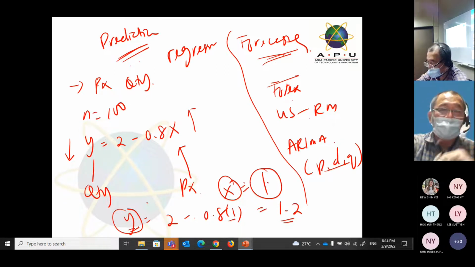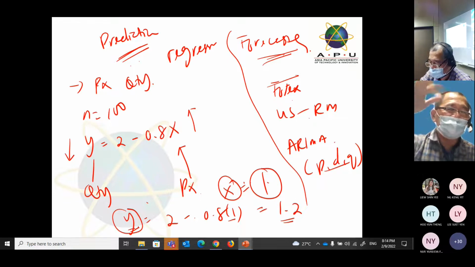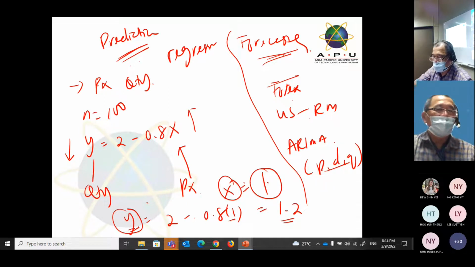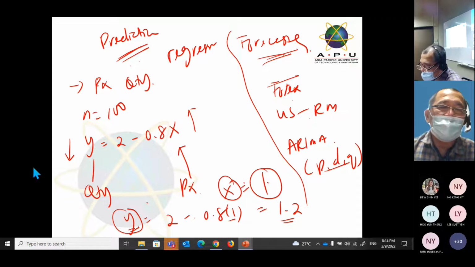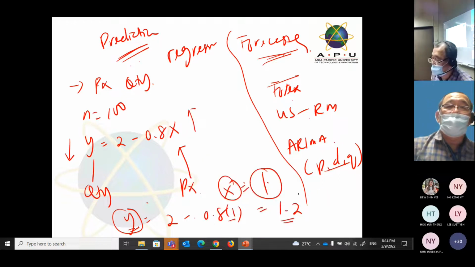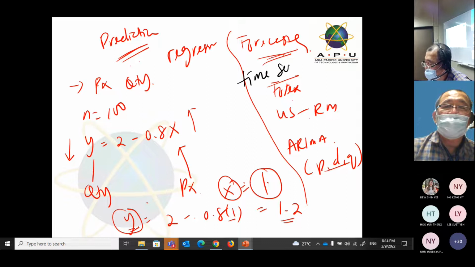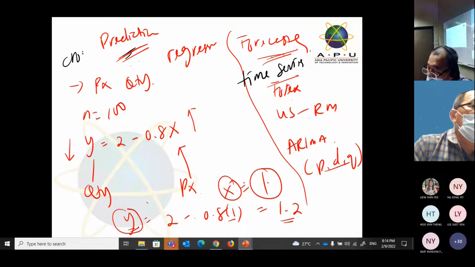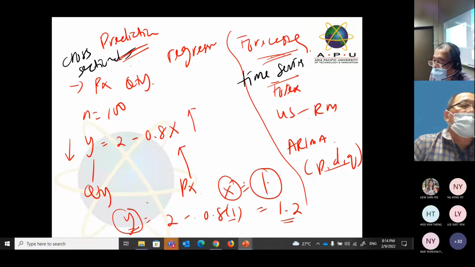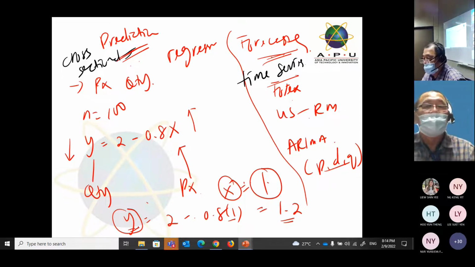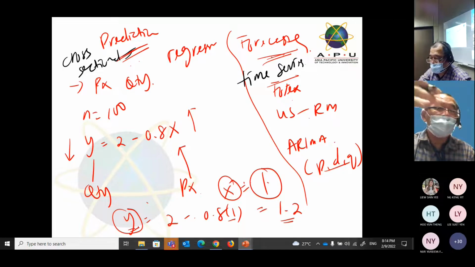The point is that forecasting must focus on the future, and for forecasting you must use time series data. Prediction is only for cross-sectional data. It means for forecasting you need one variable to be time. For example, the share price for the past 1 year, or the forex for the past 1 year. Then you predict for tomorrow using the past data.